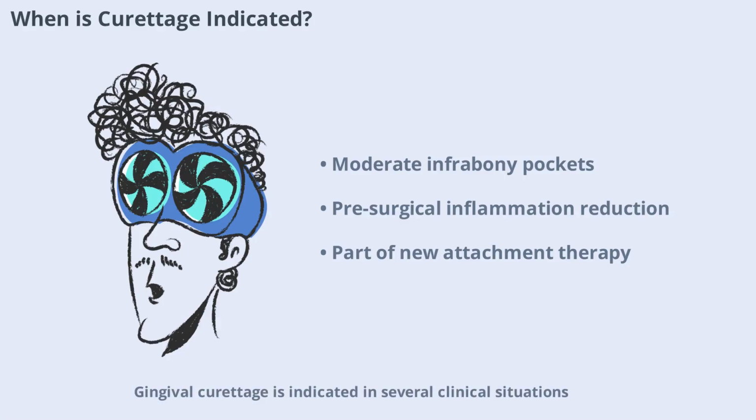Gingival curettage is indicated in several clinical situations. It is often part of new attachment therapy for moderately deep infrabony pockets, especially when closed surgery is advised. It can also be used as a non-definitive procedure to reduce inflammation before more extensive pocket elimination surgeries, such as flap procedures. Understanding these indications helps clinicians select the most appropriate treatment for each patient.